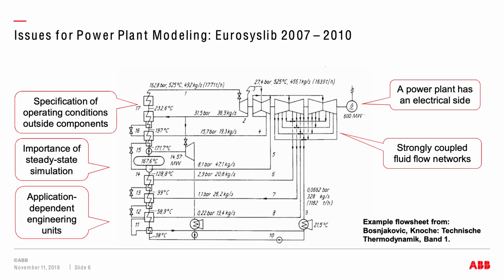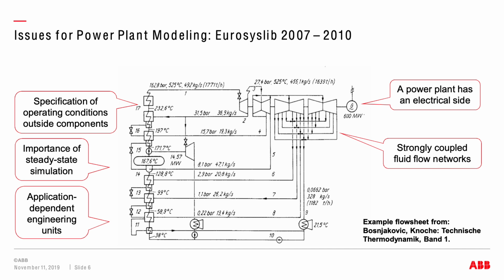Steam power plant optimization. This is a slide from a Eurosyslib meeting in the last decade. Here I took just a figure from a thermodynamics textbook, a process flow sheet of a steam power plant. And at that time, we formulated some requirements, what from this we would have to bring into Modelica. Like the operating conditions, they are oftentimes specified outside the components. They are not assigned to components, but they are assigned to the connections between the components. Steady state is very important. Modelica traditionally focuses on dynamic simulation, but in such systems, the coverage of steady state models is very important.